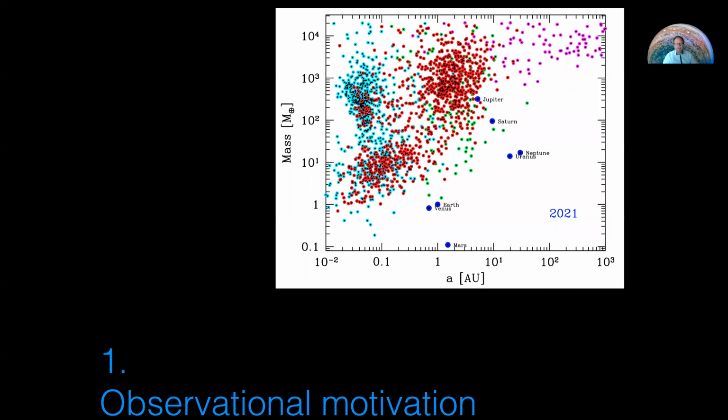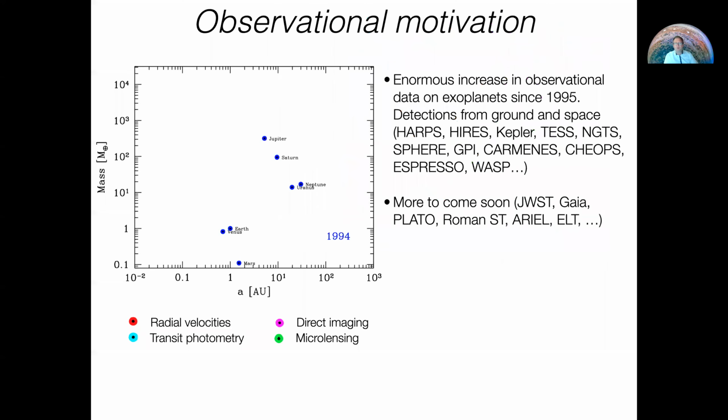So let me start. This observational motivation is a diagram that you, of course, know very well. So here we have the mass distance diagram, and now we look at it as a function of time. And this is us back in 1994 with the solar system planets. This year is obviously 51 Peg b, discovered in 1995.